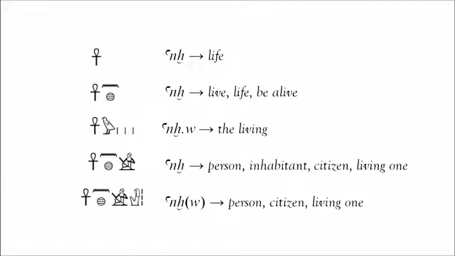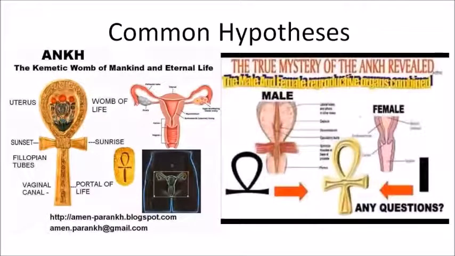Now, here are some common hypotheses for the inspiration of the design of the Ankh and its meaning. This is the most common that I've seen: the Ankh symbol really represents the womb of a woman juxtaposed or stacked upon an aspect of the phallus of a man. Or, like in the case on the left, they also incorporated, and this is from Amen per Ankh blogspot.com, that there's sunset and sunrise. I don't know where they got that from. And that this is the fallopian tubes, and that's the inspiration.